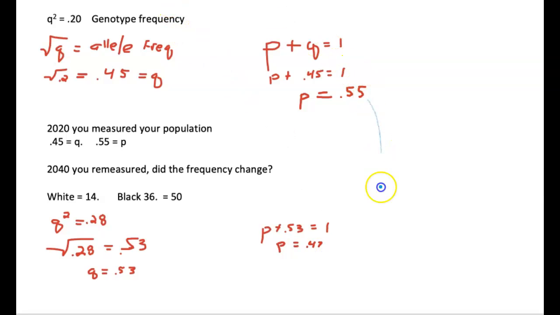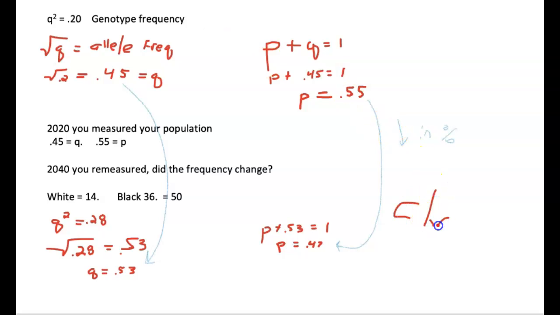You went from this to this. There's a decrease in the percentage or frequency of the dominant allele. There's an increase because you went from 0.45 to 0.53. There's an increase in the recessive allele. Your population is changing.